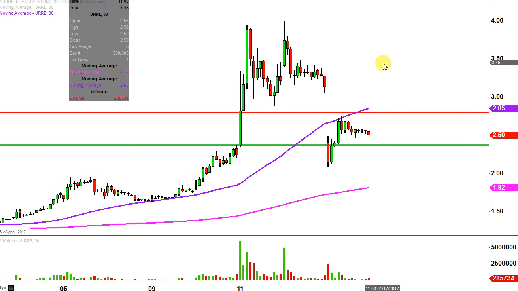So not the best way to end the week with the gap down. But from the big picture perspective, the bulls still have a chance. They still have an opportunity to build a higher base. So we'll see if they can do that or not.